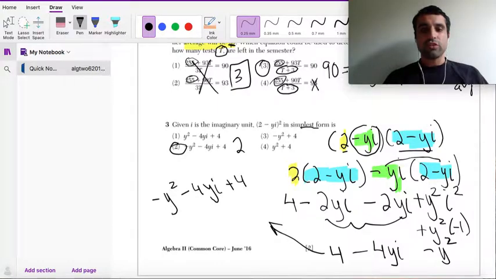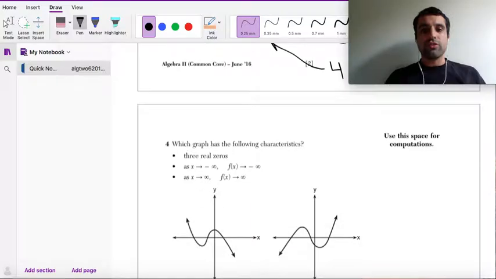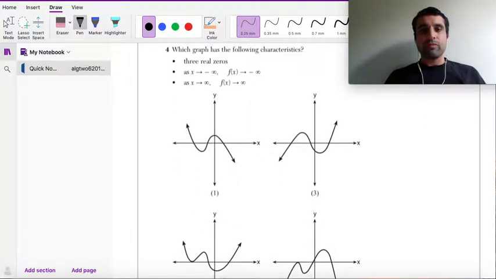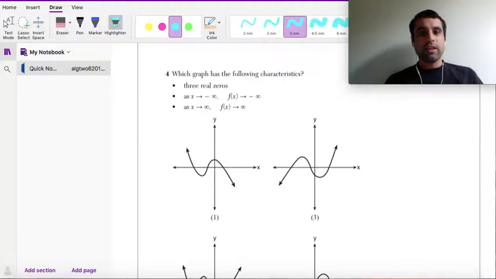So that's choice 2. Okay, and you could also do a shortcut, but if you know how to do it, it'll be easier when you're squaring a binomial. Okay, moving on. Question 4. So this one wasn't hard at all either. Let's go ahead and take a look at it.